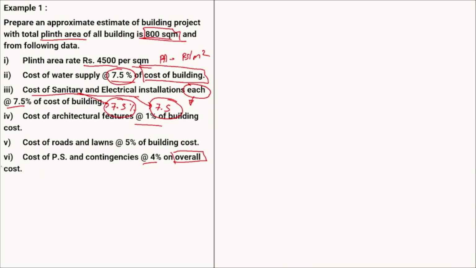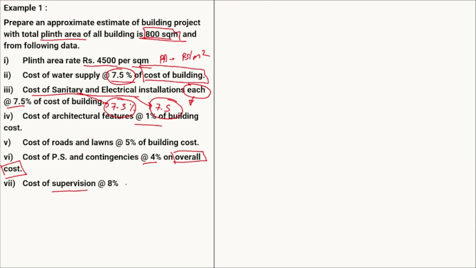Okay, in some numericals it might not be given; it is only given as the cost of the PS and contingency equals 4%. So remember that if it is not given, in that case we have to take it on the overall cost. Okay, next is your cost of the supervision as 8%. Again, here it is not mentioned, so it should be taken on the overall cost. It is a supervision charge, therefore it should be taken on the overall cost.